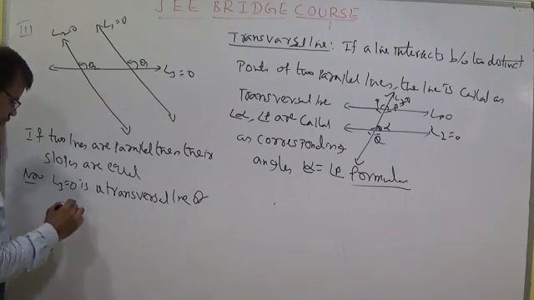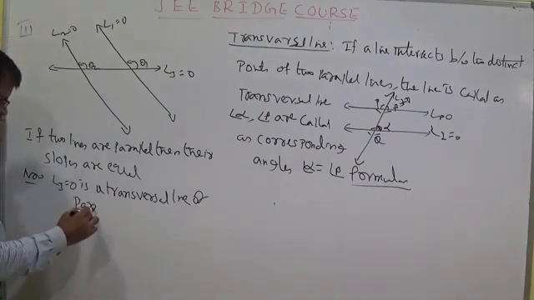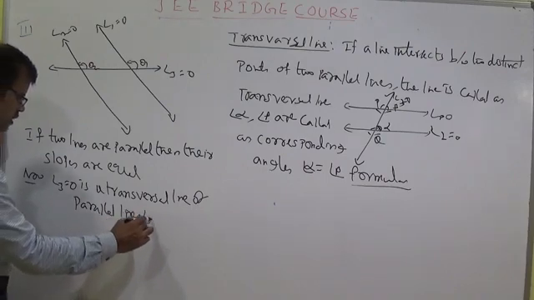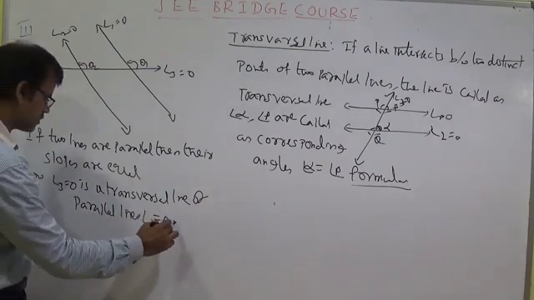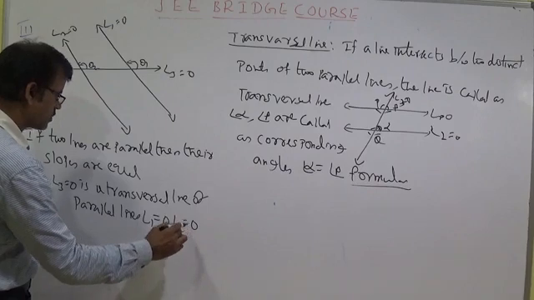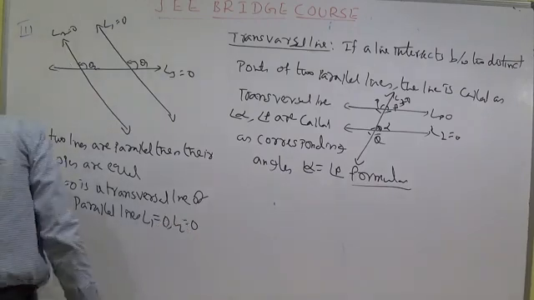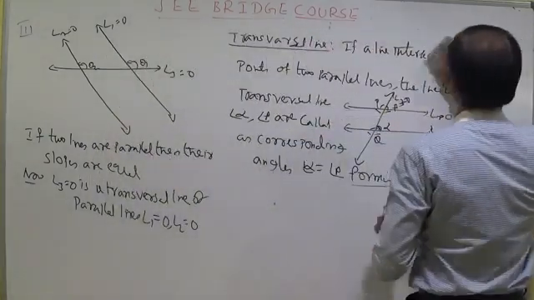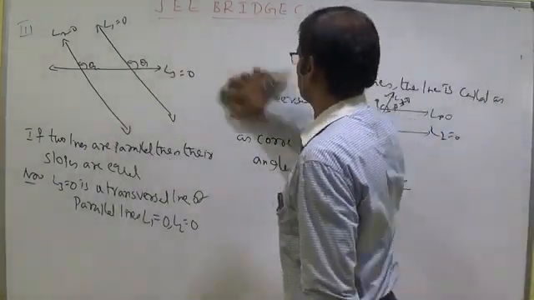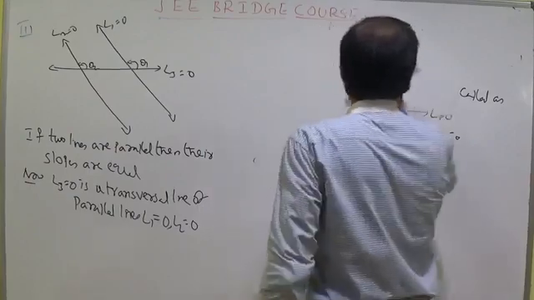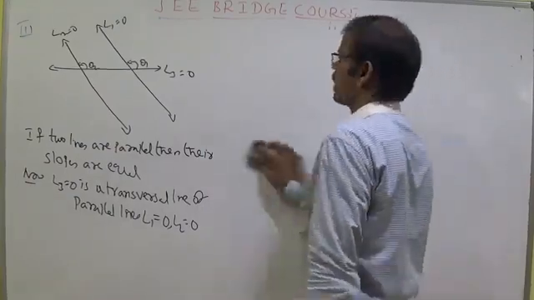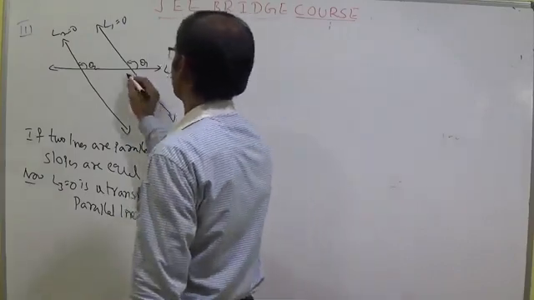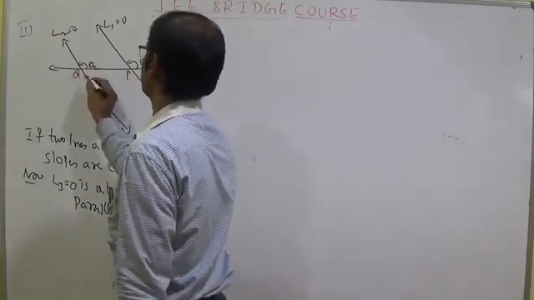Transversal line of parallel lines L1 equal to 0, L2 equal to 0. We know that we have just learnt the corresponding angles are equal. Now, whenever theta 1 and theta 2 angles are there, you can mention here it is a P and it is a Q.